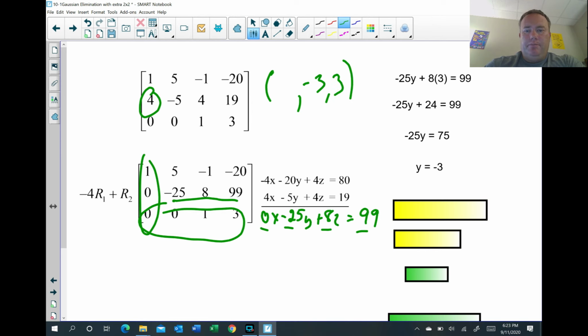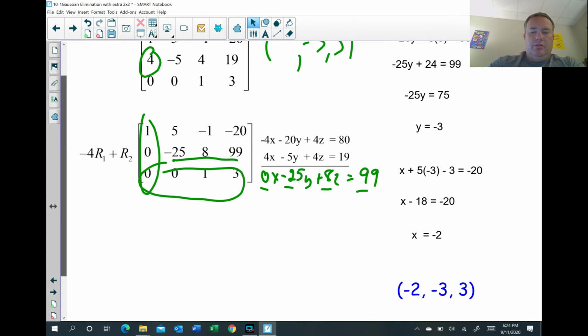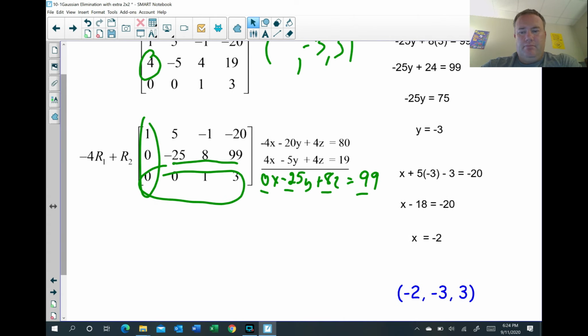You need one more. Now, again, whichever one you choose is up to you. But I chose the first row. So x is equal to 5 times, we know what y is, it's negative 3, and then plus z, which is 3, and then equals negative 20. Combine those. 5 times negative 3 is negative 15, minus 3 is negative 18. Add 18 to both sides, you get x is equal to negative 2. So there's your answer. Alright.